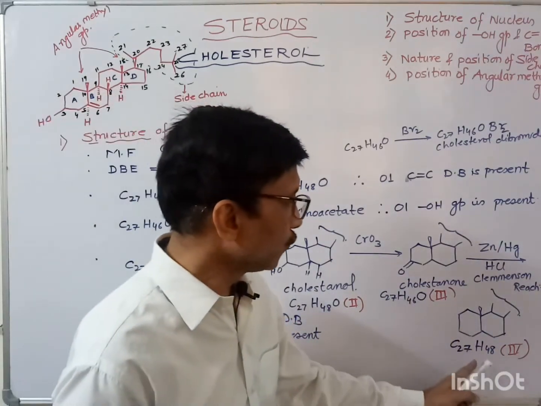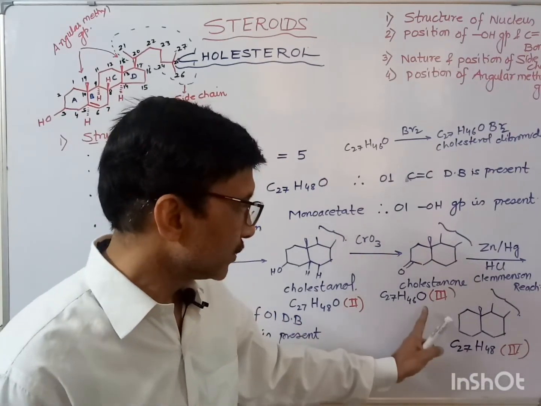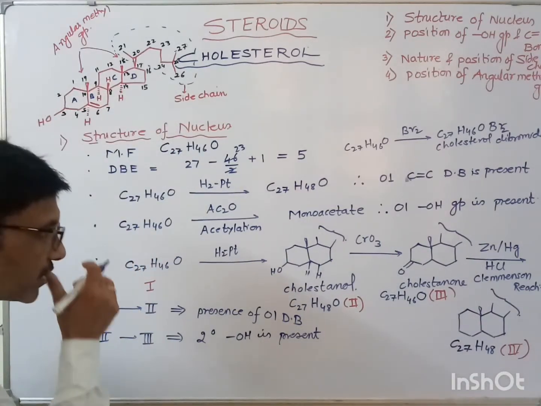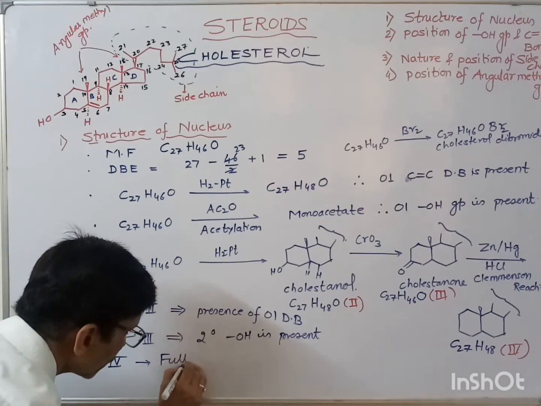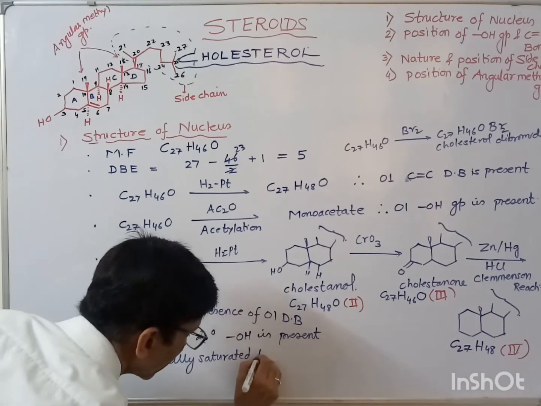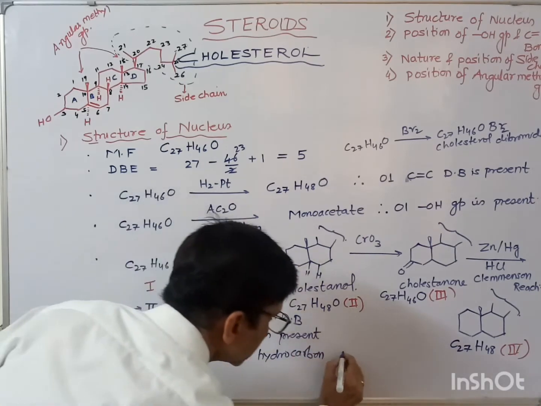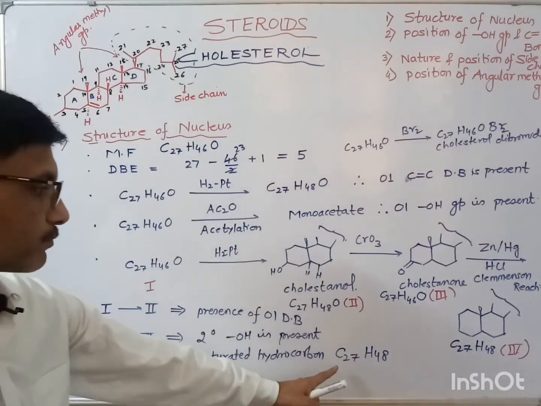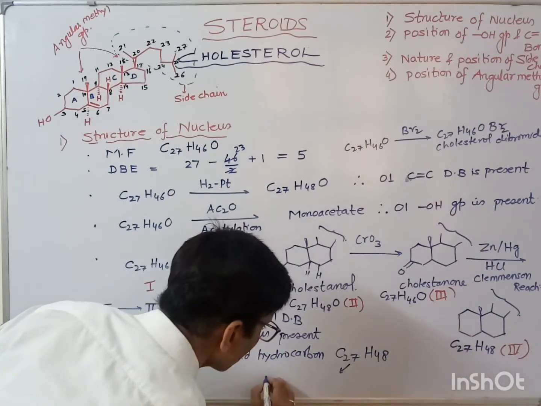Now from third to fourth, it gives the fully saturated compound. This third to fourth gives the fully saturated compound. So the fourth is a fully saturated hydrocarbon. The fully saturated hydrocarbon has the formula C27H48, and it corresponds to the general formula. From this, what is the general formula?